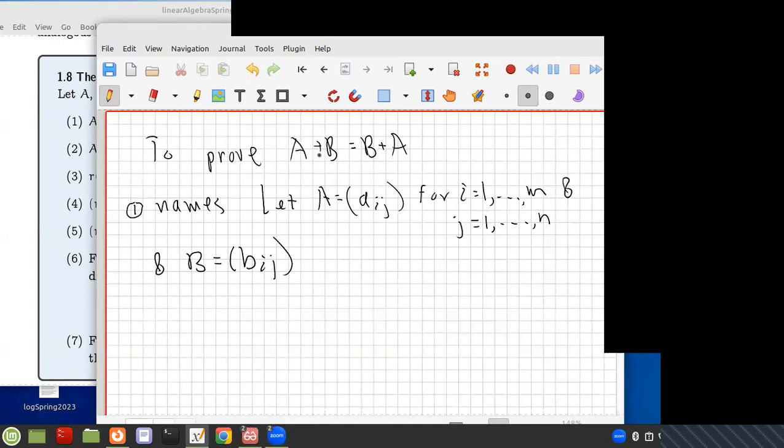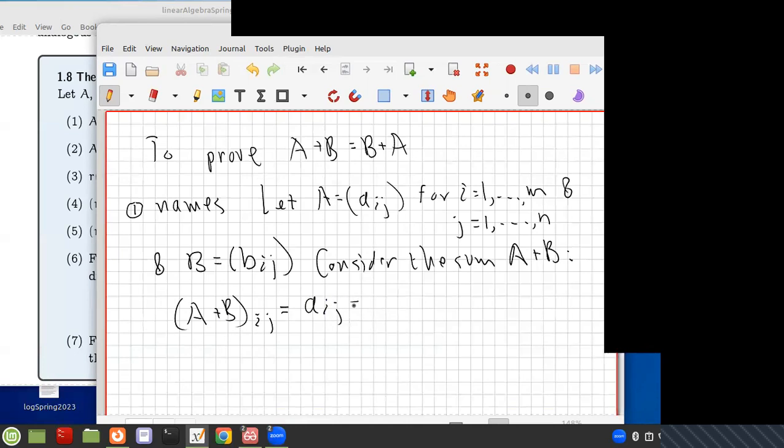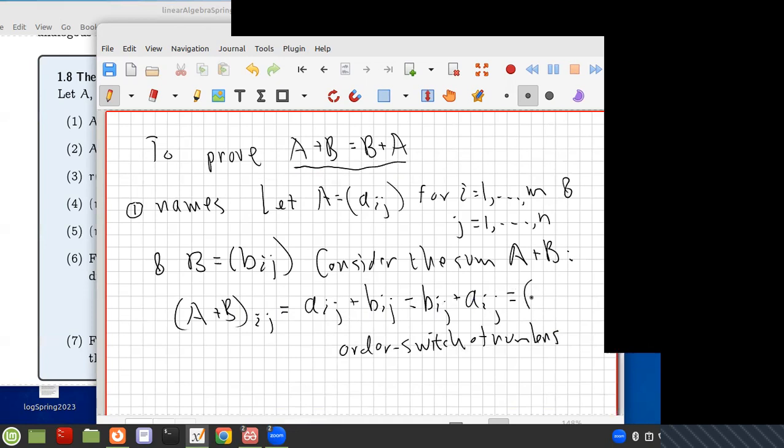And then you'd consider the sum A plus B. So the entries of A plus B equal, well, the entries of a sum, they equal Aij plus Bij. That equality is due to the definition of sum. But then these are just numbers, so they're equal to Bij plus Aij. This equality is just the commutative, or order switching, property of numbers. So this property of numbers is why this thing holds true. And now we can say this sum is just the entries of B plus A, ij, according to the definition of the matrix sum.